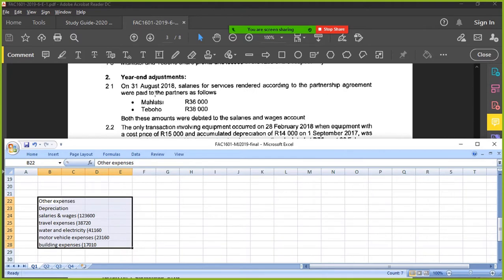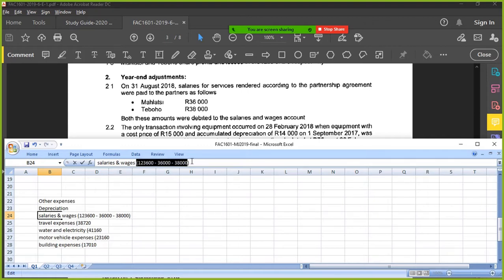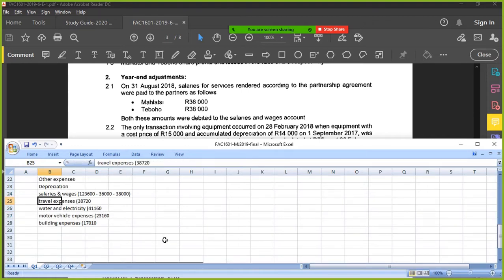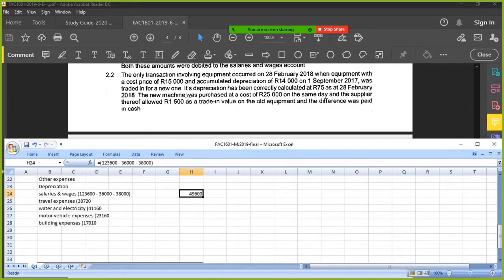Okay, year-end adjustment. On the 31st of August, for services rendered according to the partnership agreement, amounts were paid to the partners as follows. Okay, both these amounts were debited to the salaries and wages account. Should you show salaries and wages for partners? No. You have to show that taken out. Does that make sense? Yes. Okay, there's your disclosure for salaries and wages. Nice and simple.